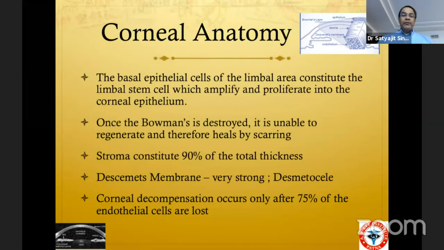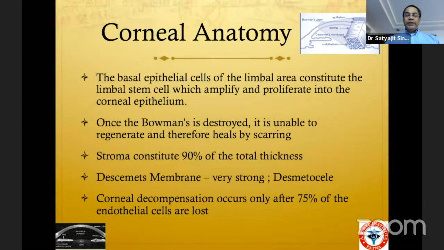Now, we are all aware of the corneal anatomy, and since this talk is more on the use of OCT for the anterior segment, so a little bit about the corneal anatomy. The basal epithelial cells, the limbal area, constitute the limbal stem cell, which amplify and proliferate into the corneal epithelium. Once the Bowman's is destroyed, it's unable to regenerate and therefore heals by scarring. Stroma constitute 90% of the total thickness.